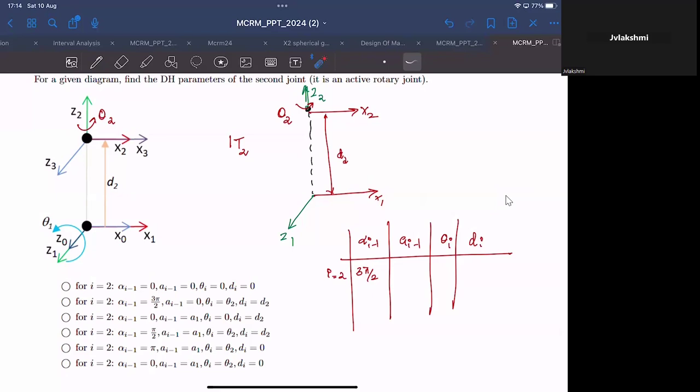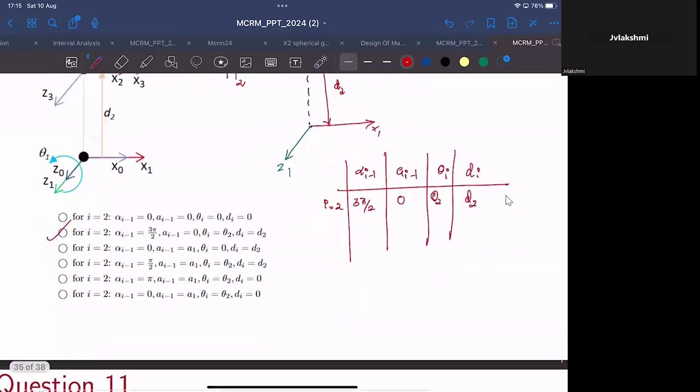So the perpendicular distance, if you extrapolate this, z2 and z1 basically intersect, right? The lines of action of z2 and z1 intersect. So there is no perpendicular distance between them that you can accommodate along x1. So ai minus 1 is 0, right? And theta i would be the relative orientation between x1 and x2 about the vertical z2 axis, this one, right? So that will be theta 2. And di would be the perpendicular distance between x2 and x1 along z2. So this is x2, this is x1. The perpendicular distance measured along z2 is d2 itself. So in that case, the correct answer is, I think, option B, right? Yes, that is indeed correct.